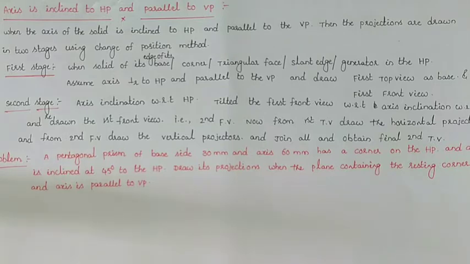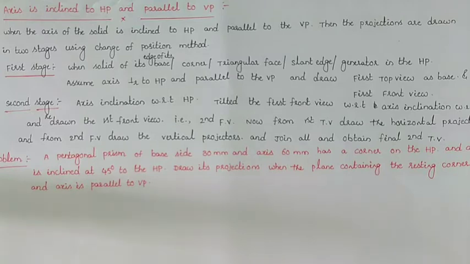I have already discussed how we draw the projections in the change of position method. When the axis is inclined to the HP and parallel to the VP, the projections are drawn in two stages by using the change of position method. In the first stage, in case of plane surfaces, we assume the plane surface parallel to the HP, whenever the base, corner, diagonal or diameter is on the HP in the problem.